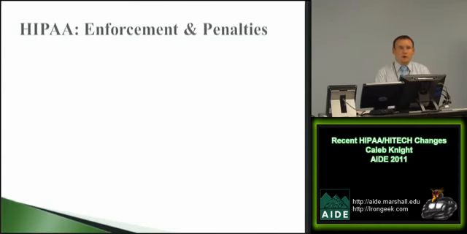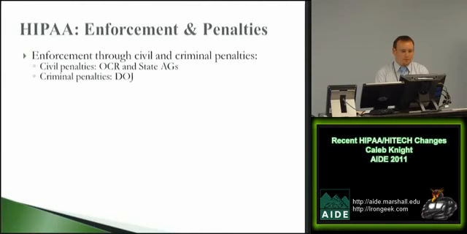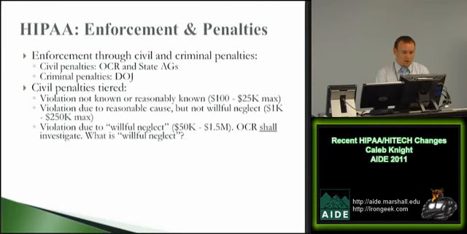And now I want to talk briefly about the enforcement of penalties. As I mentioned, there's been an upswing in the number of these. Enforcement is through civil and criminal penalties. There are civil penalties under the Office of Civil Rights and State Attorneys General, and there are also criminal penalties available under the Department of Justice's jurisdiction. You can see there that the civil penalties vary. They can depend on whether or not there was willful neglect, and that basically puts you into a higher category as far as the penalties that you can be assessed.